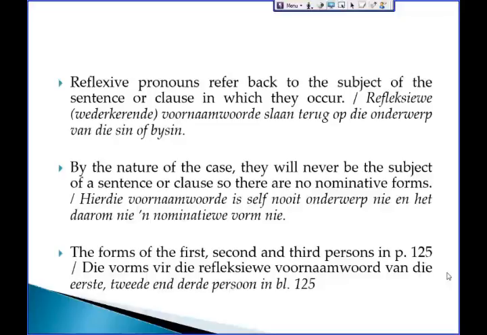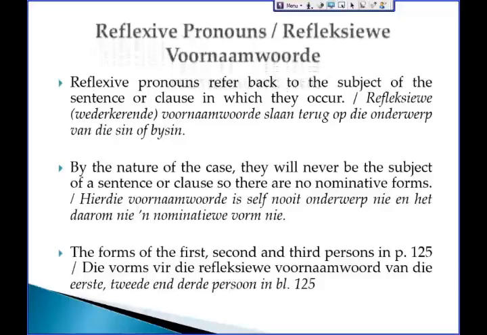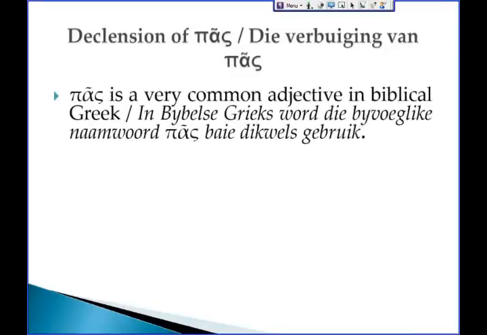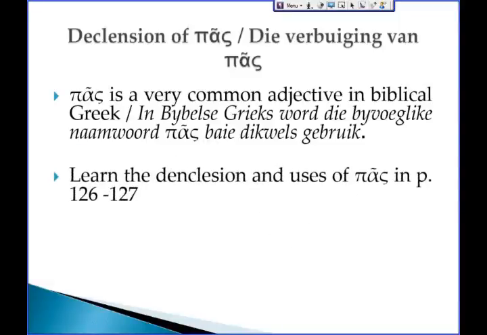Mukesh. All right. Good. Let's get to the declension of pas. This adjective that we use every time. We use this the entire day. Remember that. Pas is a very common adjective in Biblical Greek. It's just everywhere in the Bible. So we really have to learn it and know how to decline it and its uses, which I want to go through word for word.